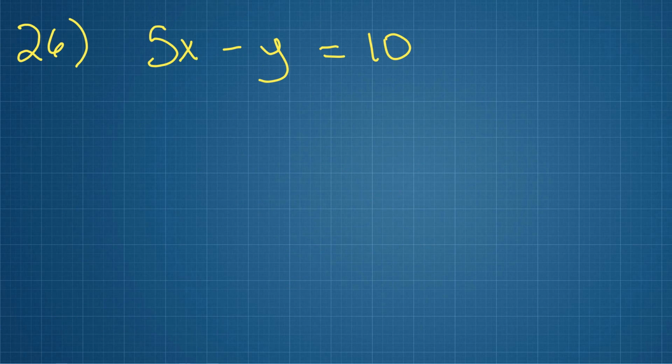Alright, 26 is 5x minus y equals 10. Remember part A, we're solving for y.